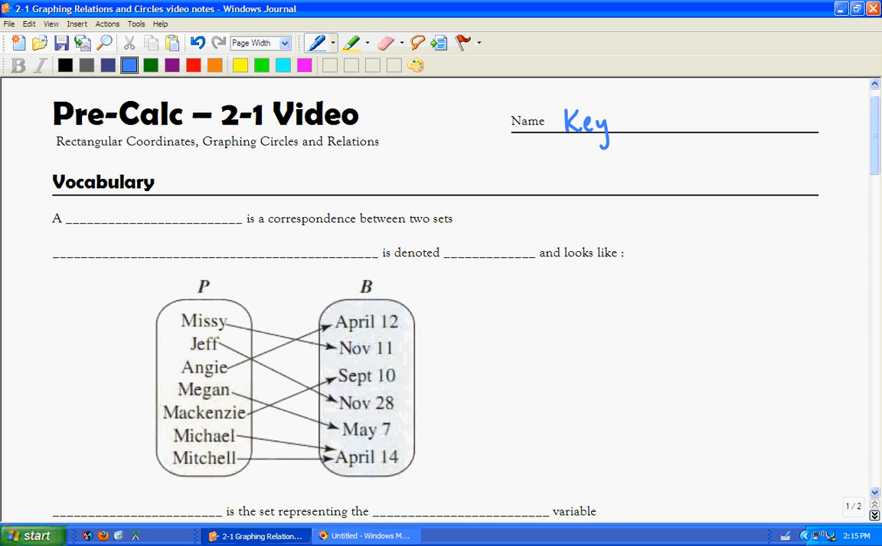In section 1, we're going to talk about rectangular coordinates, graphing circles, and relations. So for your vocabulary, a relation is a correspondence between two sets. And so we use mapping notation, and it's denoted for our example down here with a P arrow B. So the set P maps to the set B.